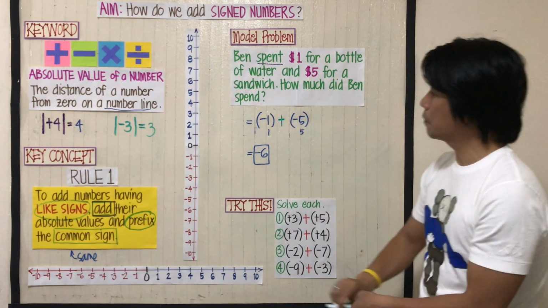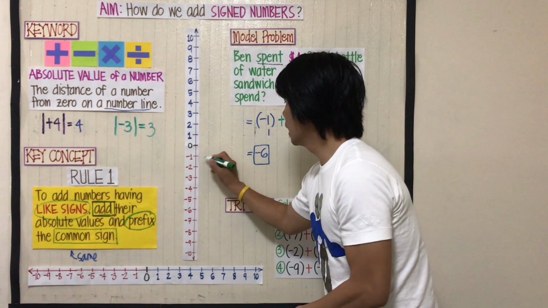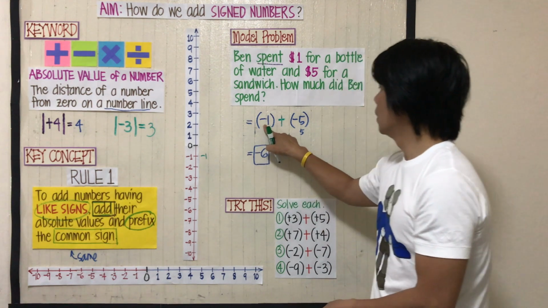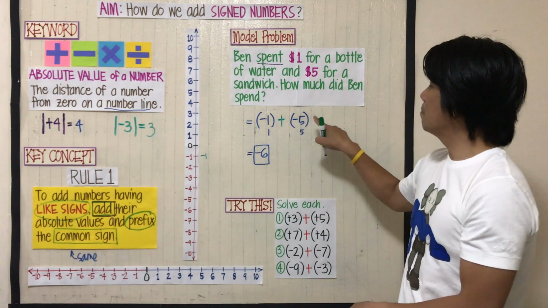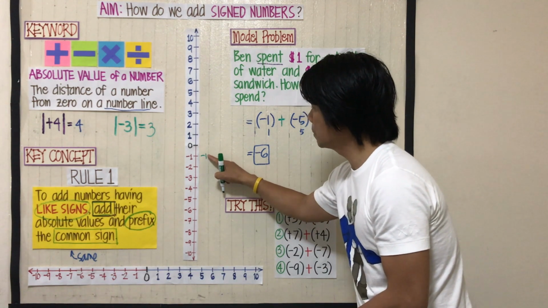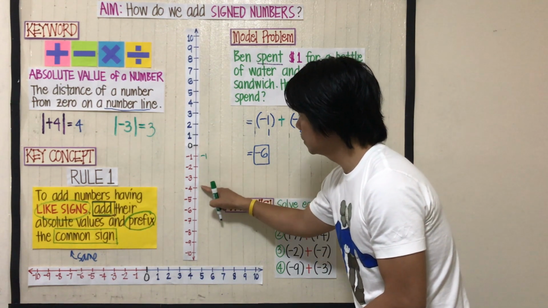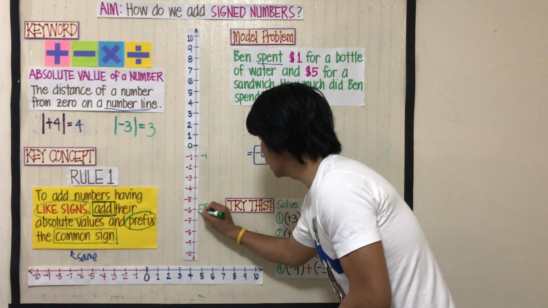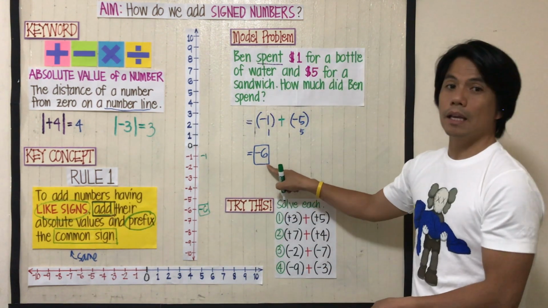How do you verify that? Using the number line. From here, -1 is right here. Right? Now you're adding 5 more down. So you count from -1, 5 spaces. 1, 2, 3, 4, 5. So you end up with -6, which is our final answer.